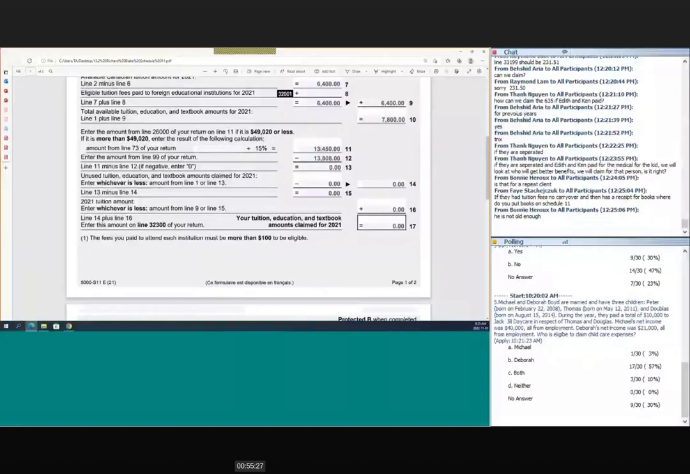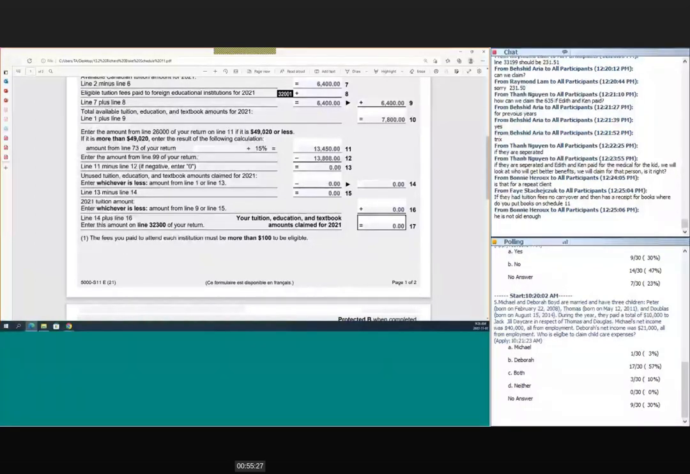His net income is 13,450. And remember, this is his net income from the RESP. We don't include the scholarship income because it is exempt. So then it says, enter the amount from line 99 of your return.